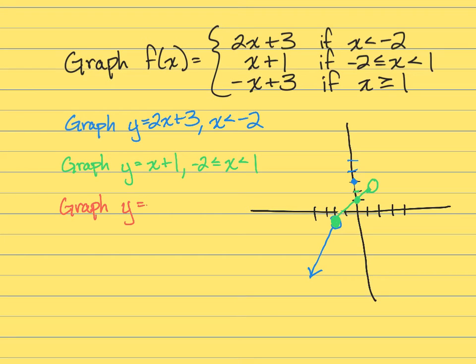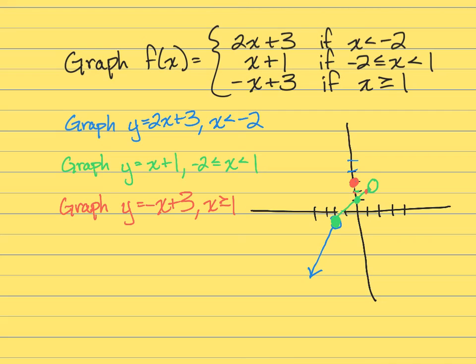y equals negative x plus 3 restricted to x being greater than or equal to 1. So again, graph just y equals negative x plus 3 without any consideration. So a y-intercept of 3 and then down 1 over 1. And so it's going to look something like this if I were to take the whole thing. But I only use it for greater than or equal to 1, which is, of course, from this point on.